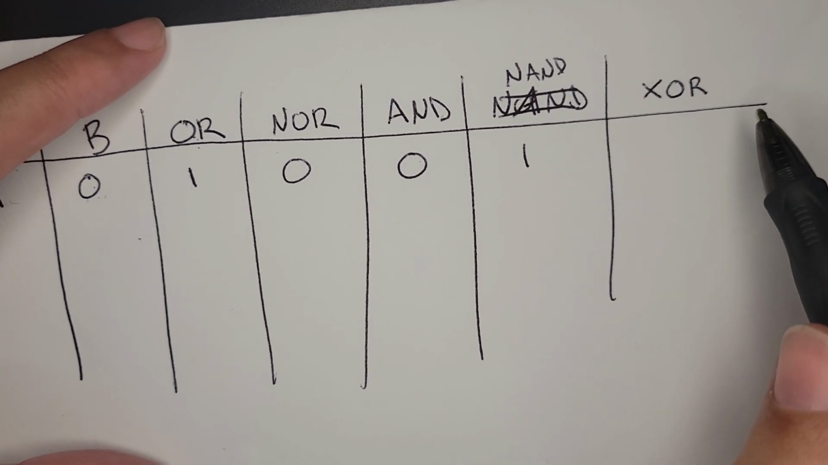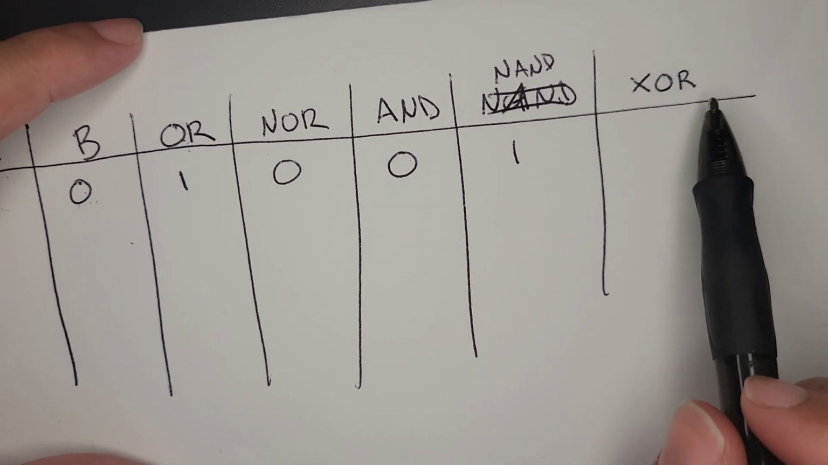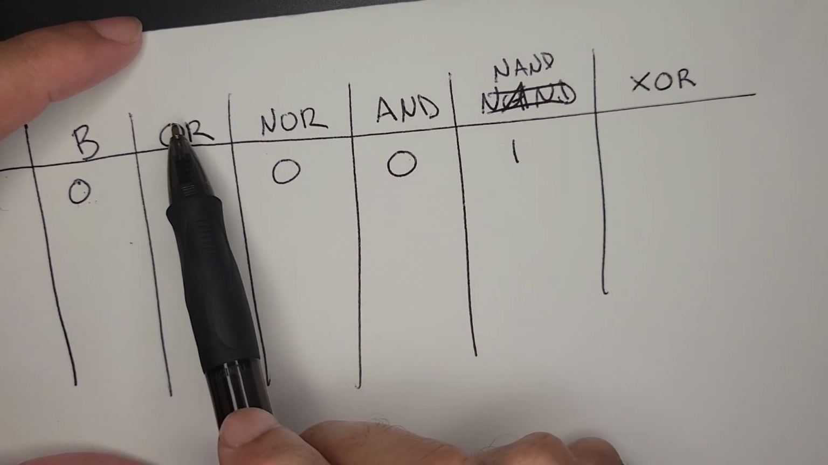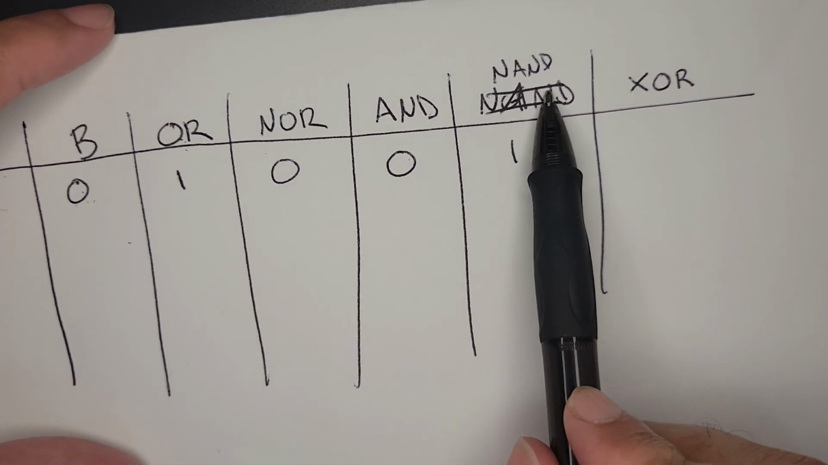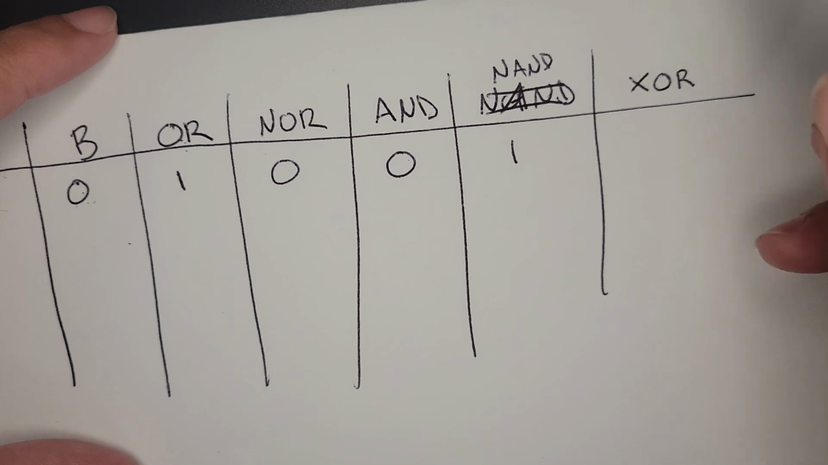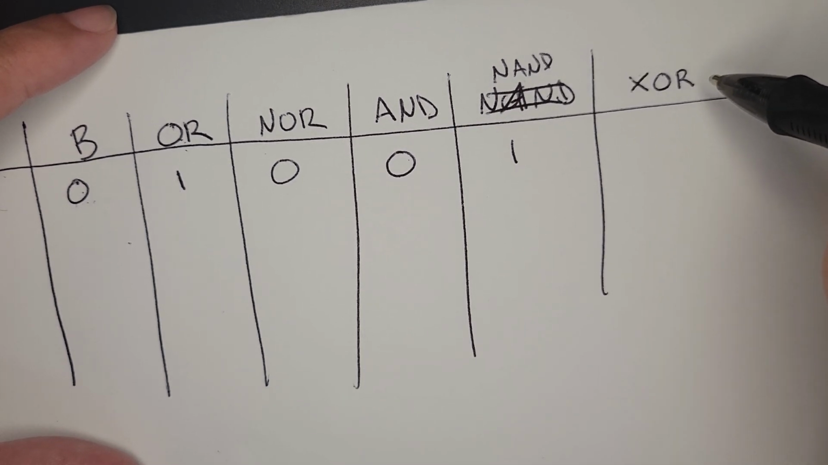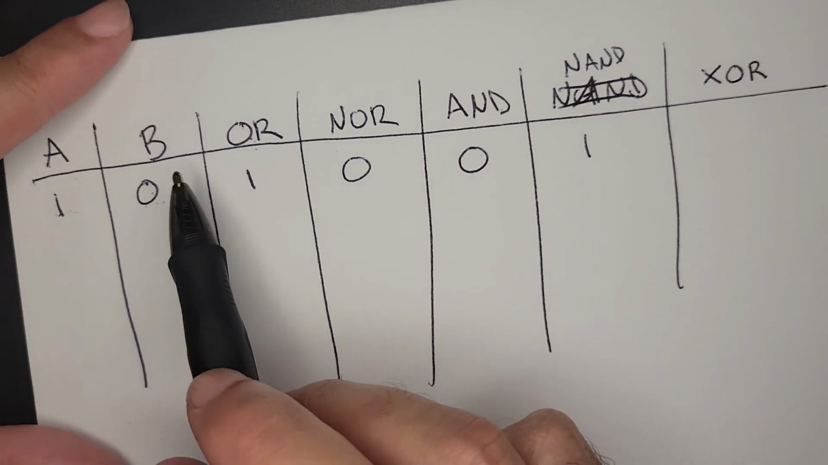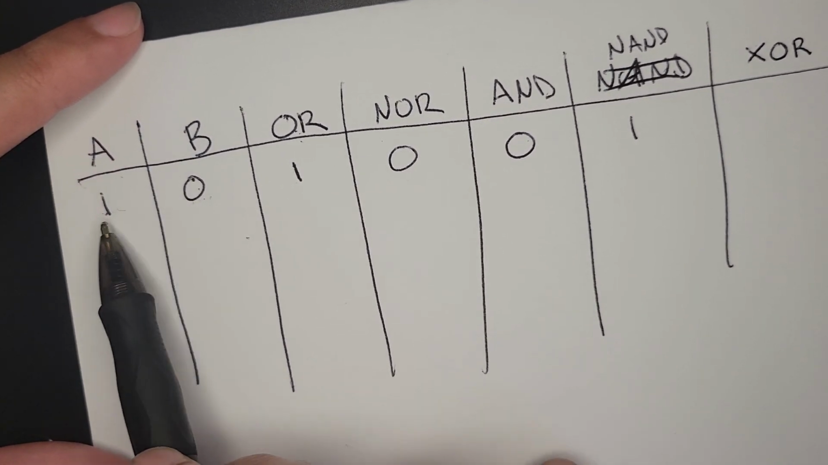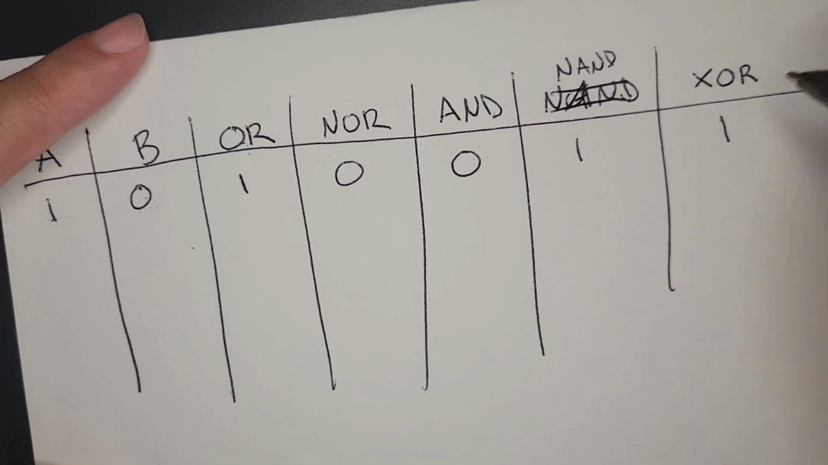And then exclusive OR is a combination of two of these, of OR and AND, or NOT AND. The simple question, though, to ask yourself for XOR is, are they different? So if they're different, then we get a 1.